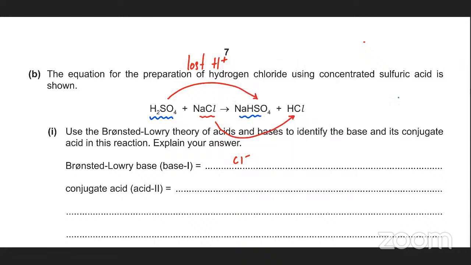The conjugate acid is, if Cl minus is the base, then its reciprocal, HCl, is going to be acting as the conjugate acid. Why? Because in reverse, it's going to do the opposite. It's going to behave as an acid. It would lose an H plus ion. So that's your conjugate acid, which is HCl. And the explanation for that would be that HCl loses an H plus in the reverse direction.